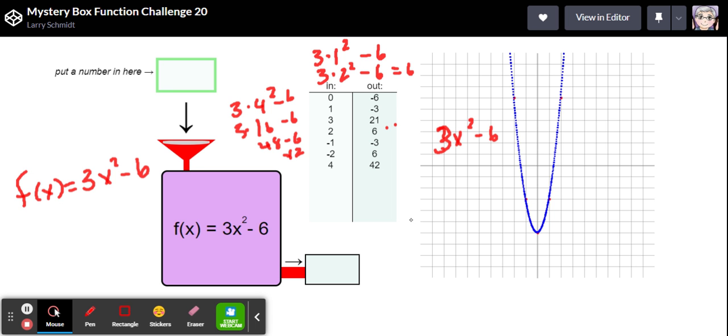Well, how did that go? I think that was a tricky one. Did you figure out that this was a quadratic, and were you able to find the correct thing to multiply the x squared by?